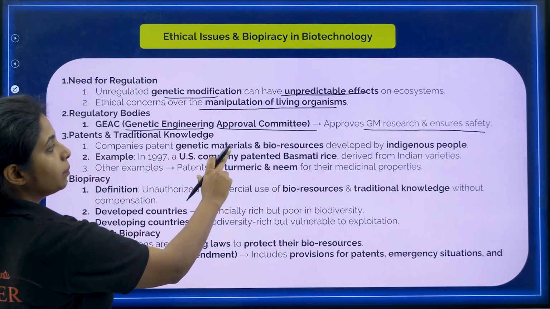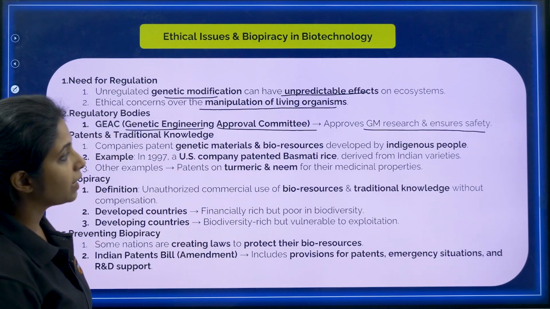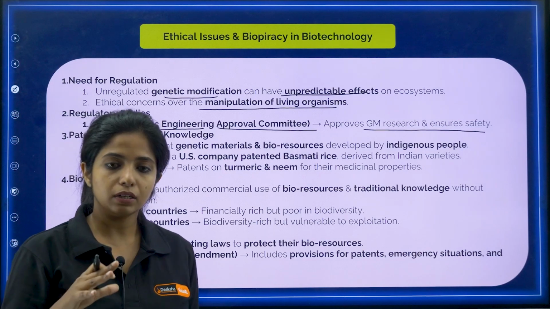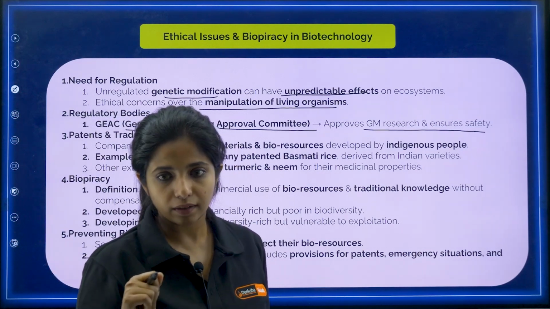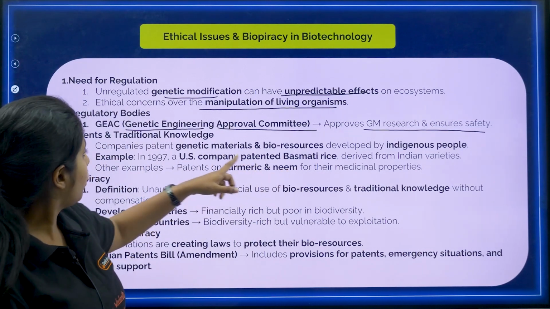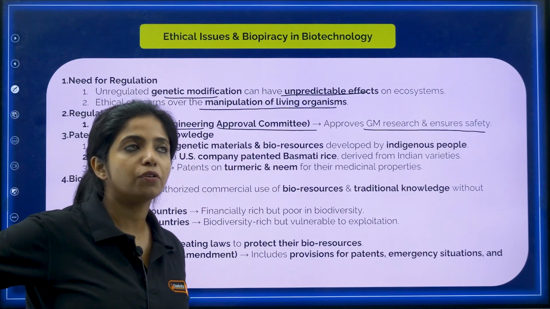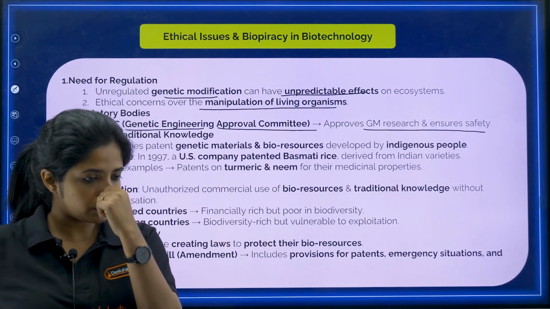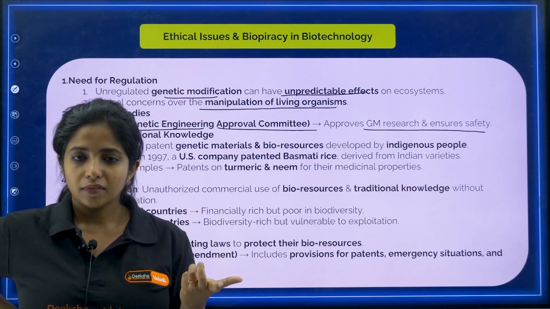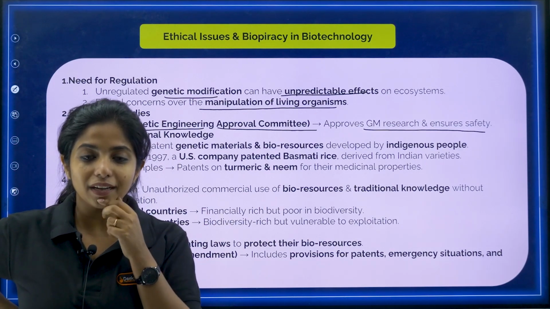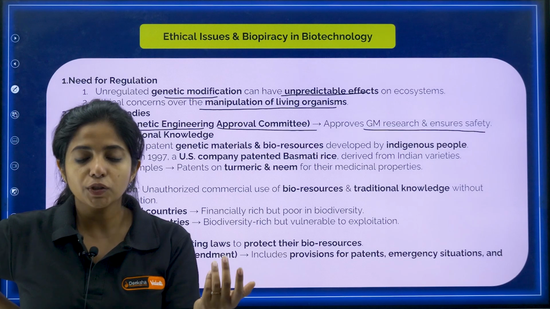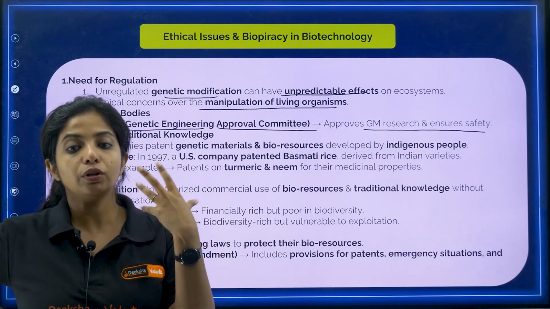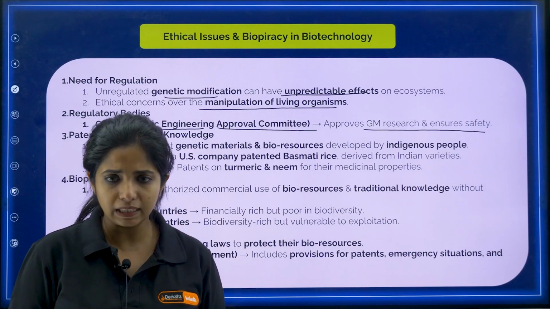Now, patents and traditional knowledge. Companies patent genetic materials and bioresources developed by indigenous people. There was a problem caused by a US company. What they did was they patented basmati rice. But it is grown in India, right? It is from our indigenous people who grow it, but they took the patent, as in you do not have the right to produce it and things like that. That is what you mean by patent.